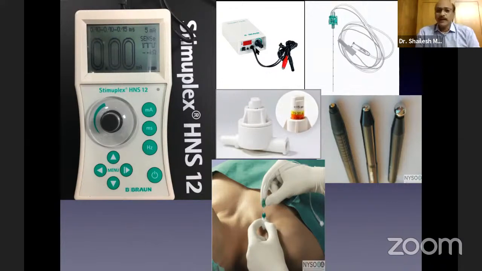So before giving any block with a nerve stimulator, you have to check whether the nerve stimulator is working properly. So this red is the anode and black is the cathode. So you have to touch these two together and then put the nerve stimulator on.